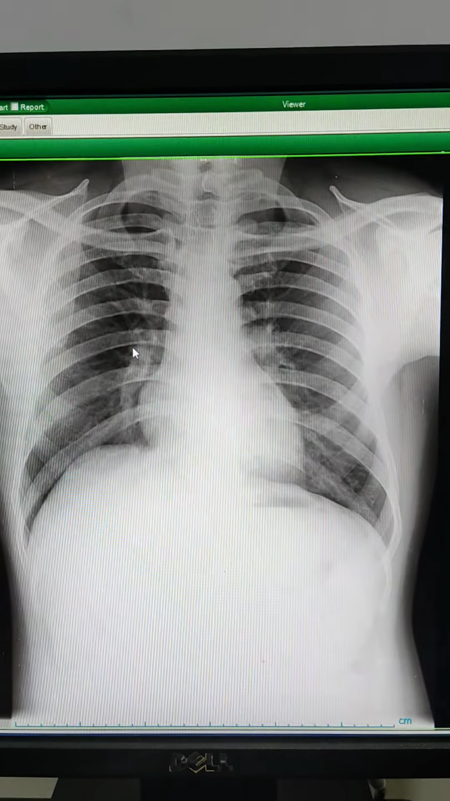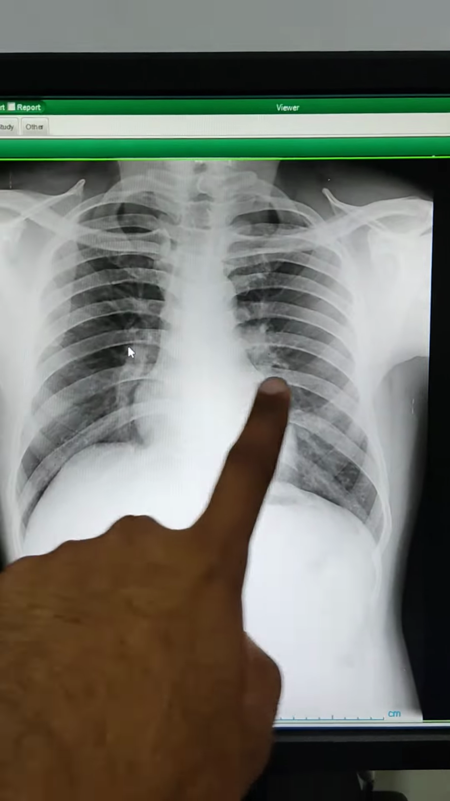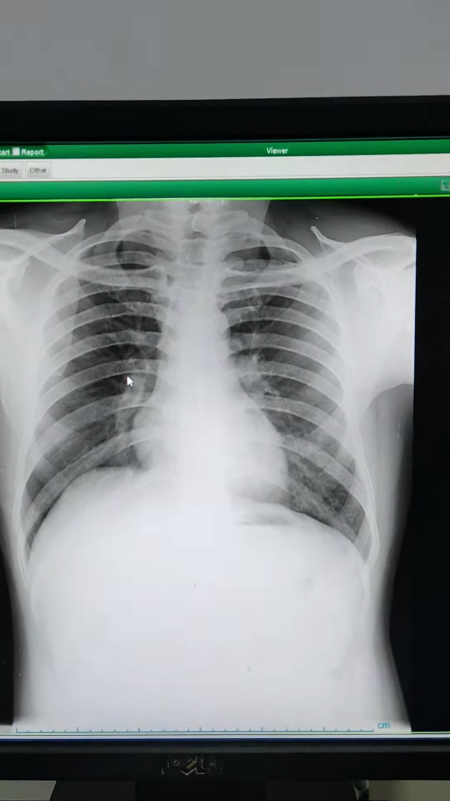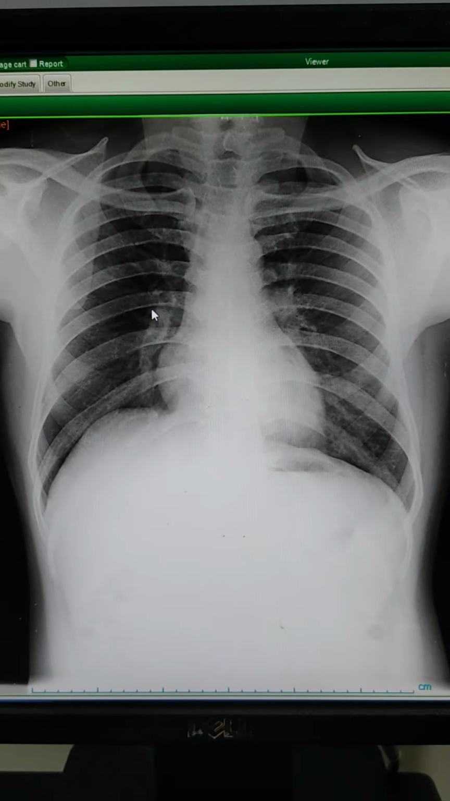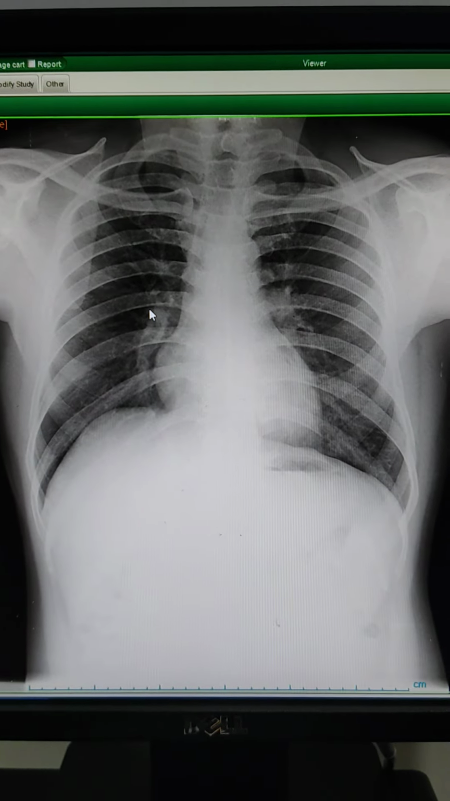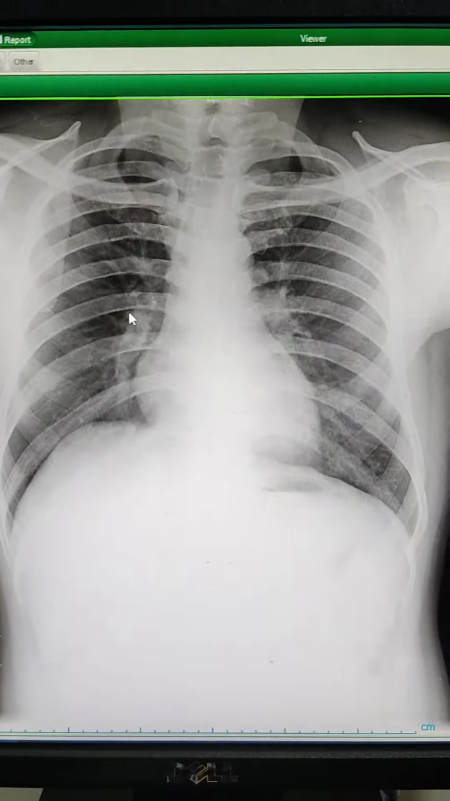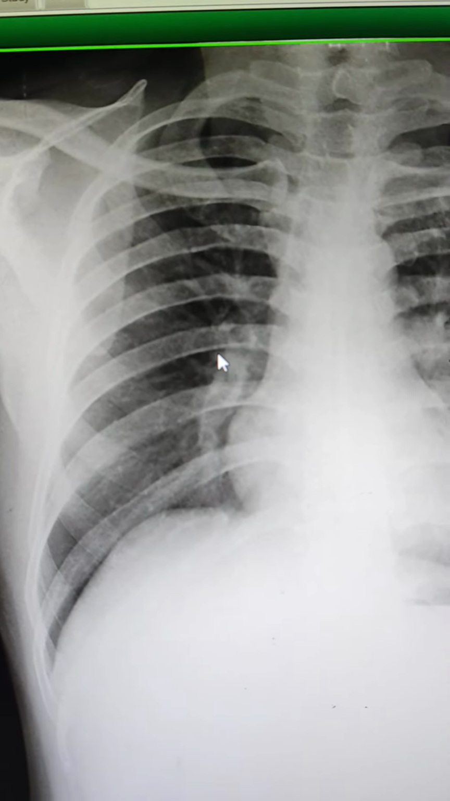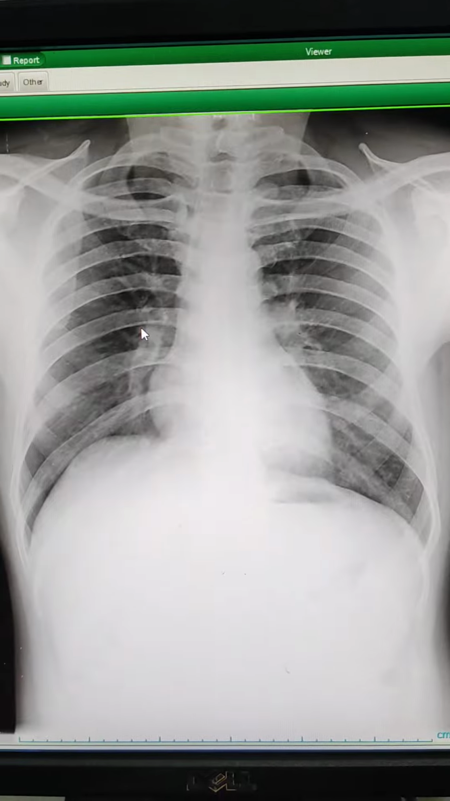So to summarize, basically we need to look for uniform blackish shadows, and you need to check the costophrenic and cardiophrenic angles, whether they are maintained or obliterated. This gas bubble is normal, you need not worry about that. If it's a trauma case, you should check for any fractures. Sometimes there can be a fracture of the clavicle, sometimes of the ribs and all. So these are the basic things you need to observe in the chest x-ray.